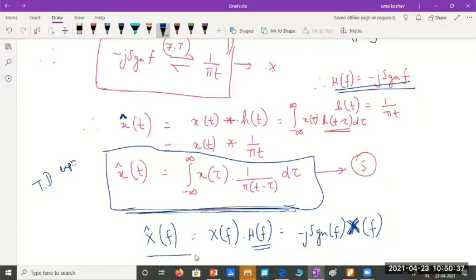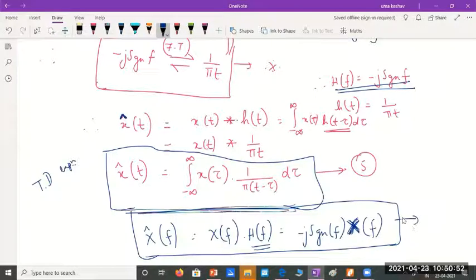So what is x cap of f in the frequency domain? Remember, I am shifting the whole equation from time domain to frequency domain, and it doesn't mean that the signal is in the frequency domain. If the actual signal x of t in the frequency domain is x of f, then the Hilbert transform of the signal in the frequency domain will be x cap of f, which is from this equation.